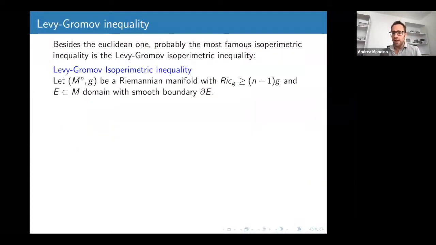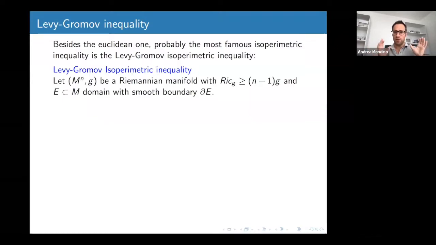Besides the Euclidean isoperimetric inequality, probably the most famous one is the Lévy-Gromov isoperimetric inequality, which is more general in the sense that the space is not fixed anymore. The space now is any Riemannian manifold with the Ricci curvature bounded below by n minus 1. What does it mean that the Ricci curvature is bounded below by n minus 1? The Ricci tensor is a bilinear form, and n minus 1 is a constant. So what I mean is that all the eigenvalues of the Ricci curvature are bounded below by n minus 1, or equivalently, Ricci minus (n minus 1) times the metric g is a non-negative definite bilinear form.